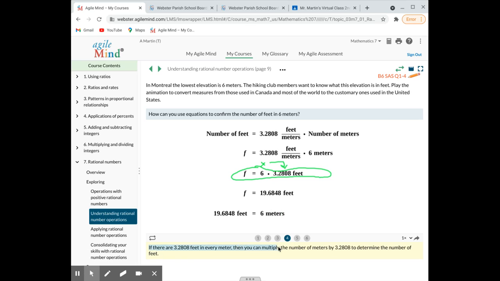Read that down there at the bottom for us, Laney. If there are 3.2808 feet in every meter, then you can multiply the number of meters by 3.2808 to determine the number of feet. All right.